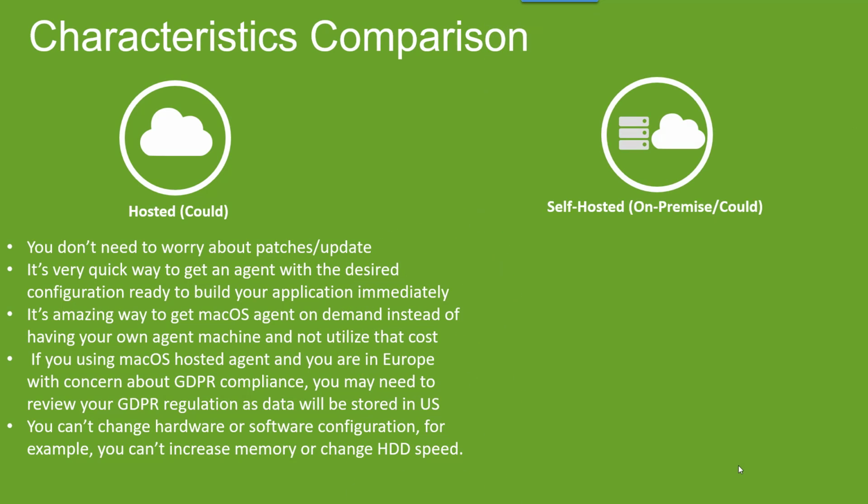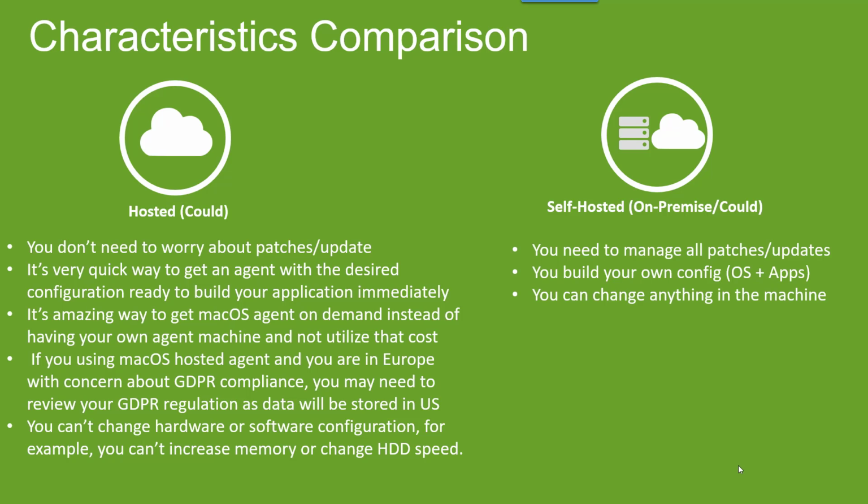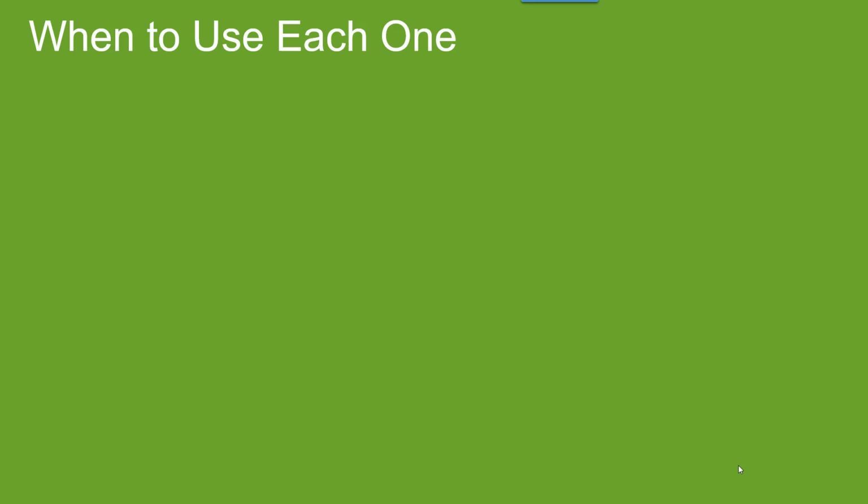On the other hand, with the self-hosted agent I need to manage everything. Even if it is on the cloud, I need to manage the updates and the patches on these machines, because again I have responsibility for the configuration of this machine. So I manage the operating system, installing the applications, the patches and updates, and so on. I can change anything in the machine, so I can change the configuration. I may increase the memory or change the hard disk, which is why I can speed up this machine.